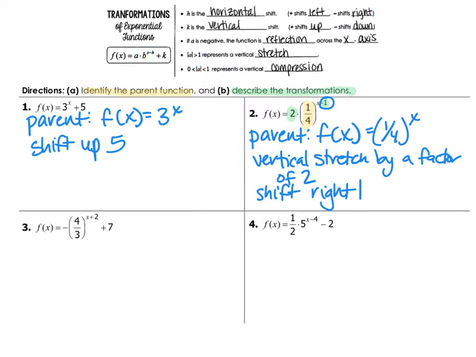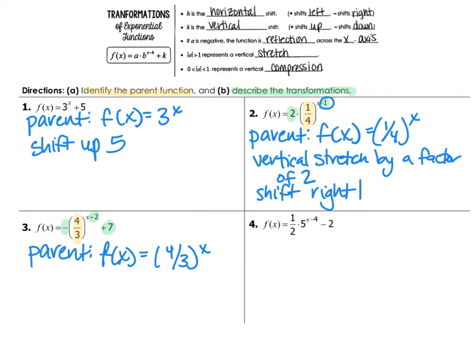Example 3. First thing we look at is our base, which is 4/3. And that would make our parent function f of x equals 4/3 to the x. Now we have 3 different transformations here. We have one here, here, and here.